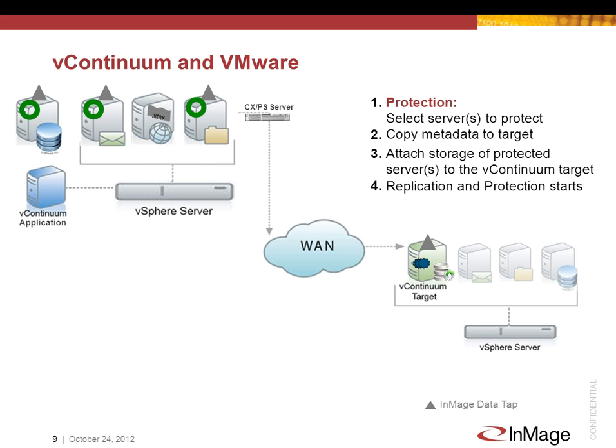At that point, all of the block level replication will be centralized into the vContinuum target server. The copies of the machines we made remain ghost copies, meaning they're there and available, but they're powered off and they don't have storage associated to them at this time. This is the state you would sit in to be protected, with the protected machines replicating down to the vContinuum target.